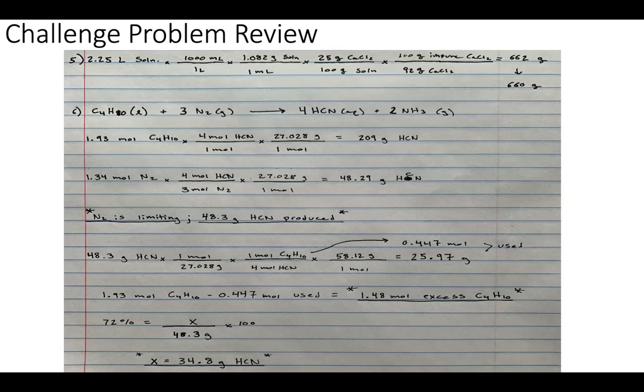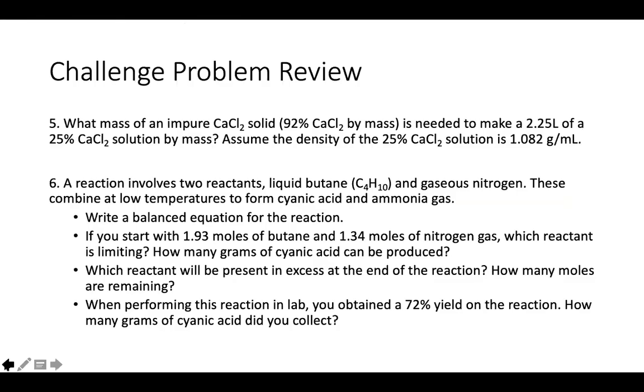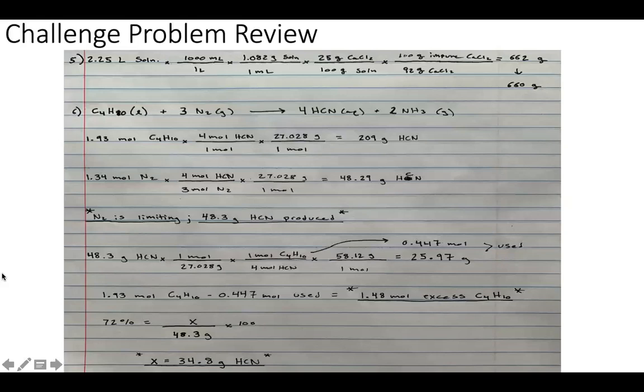For how did you get 1.082 for the same problem, for 1.082 grams of solution per 1 milliliter? That I think was given at the very end. So kind of after the question, it says assume the density of the 25% solution is 1.082. Okay, got it. Thank you.